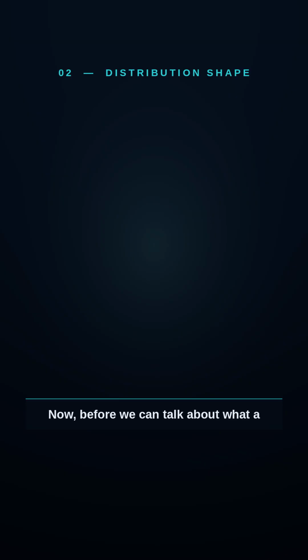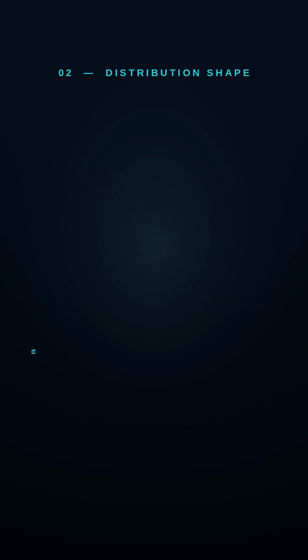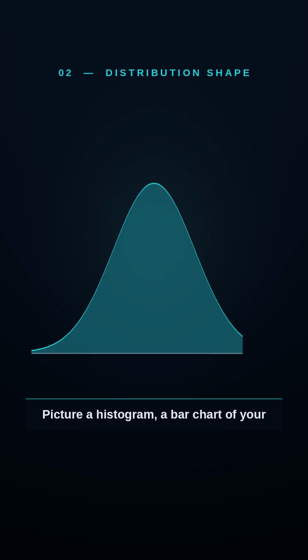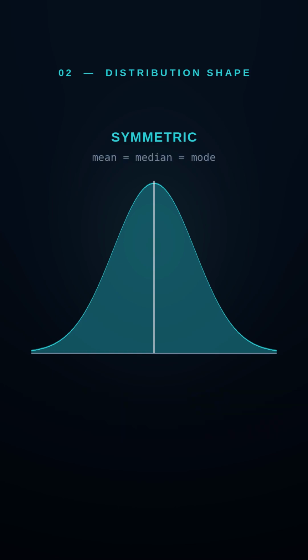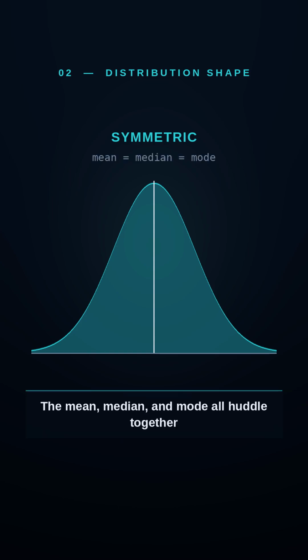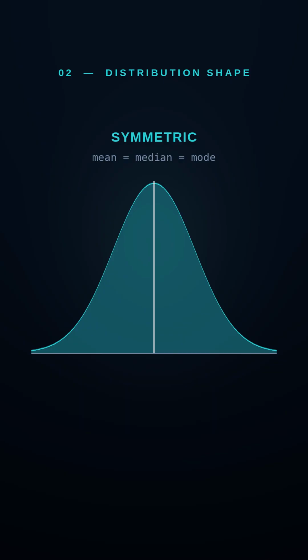Now, before we can talk about what a z-score means, we need to talk about the shape of the data it comes from. Because shape changes everything. Picture a histogram, a bar chart of your data. Sometimes it's perfectly symmetric, like a bell. The mean, median, and mode all huddle together right in the center. That's your classic symmetric distribution.